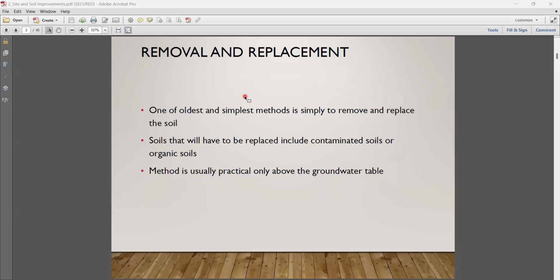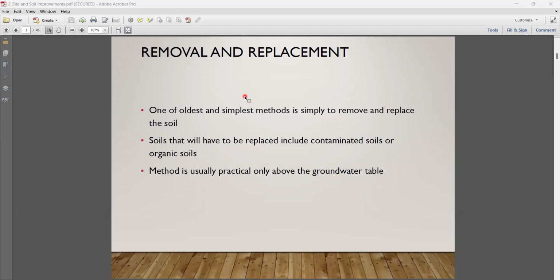One of the oldest methods is removal and replacement. Let's say when you go to build your house, you find out the soil is not that good. Let's say organic soil, like you find in Muthurajavel. They are peat, blackish in color. They cannot support the load because they are mainly made of organic material, not like sand. Then there is contaminated soil sometimes, leaching ground, etc.